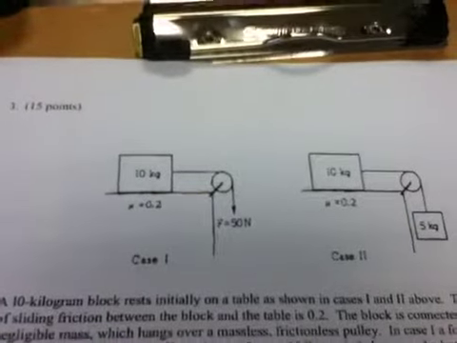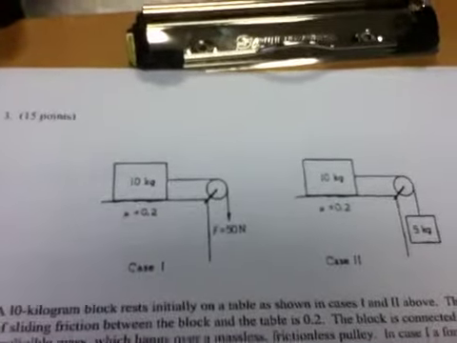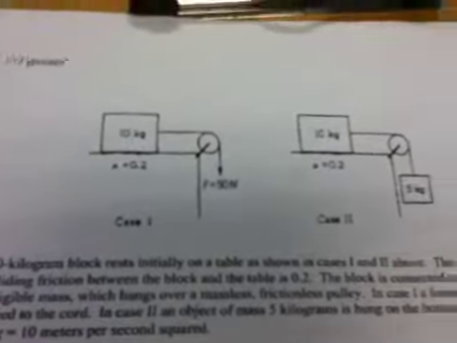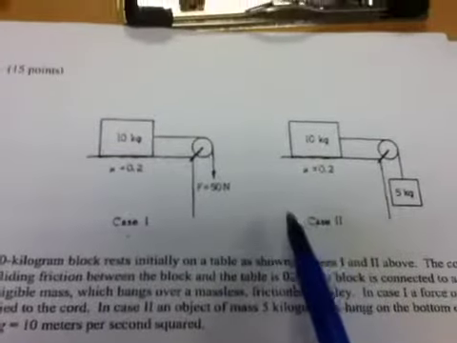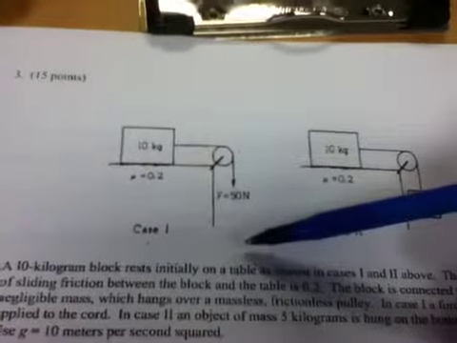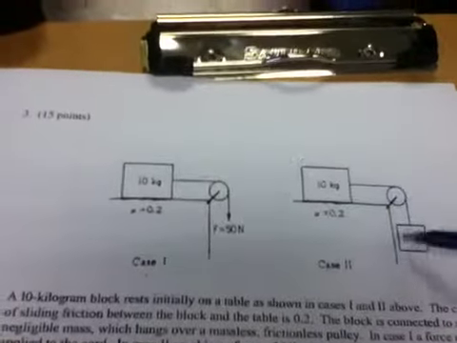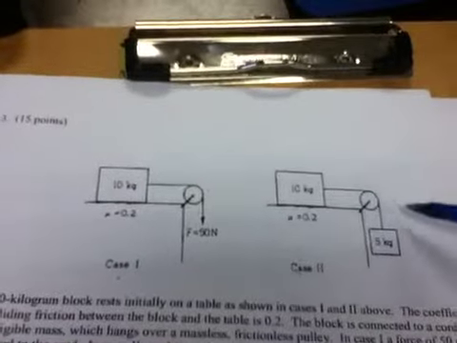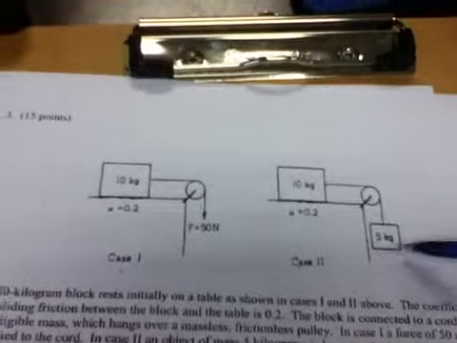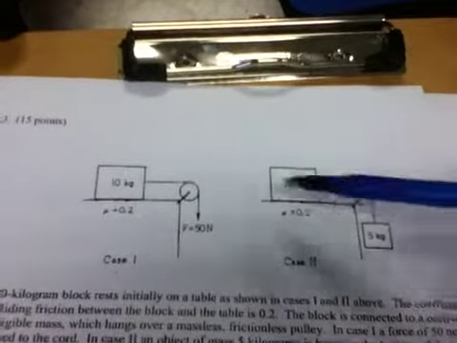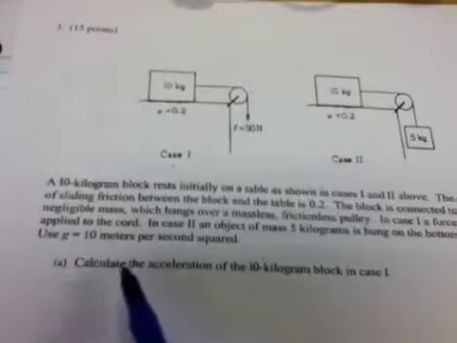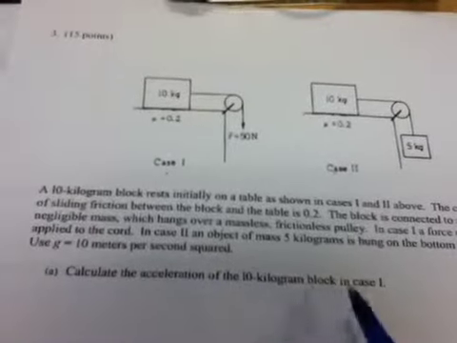All right, so now we are on the last and final question of the packet, the monster packet. So we see that we have got case 1 and case 2. In case 1, we only have one mass, and then we have this force that's pulling down. And in this case, we've got two masses, and they're going in the same direction, but it's only because of this mass right here, and not because there's something pulling it. And so we first want to calculate the acceleration of the 10 kilogram block in case 1.